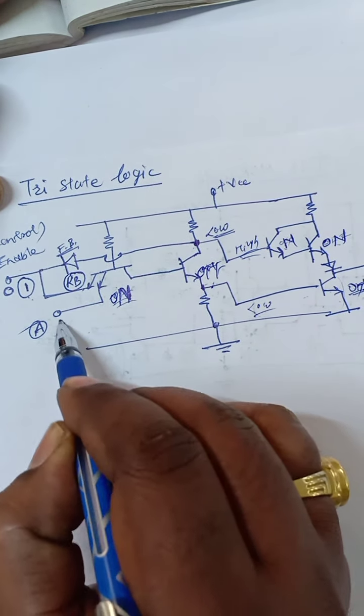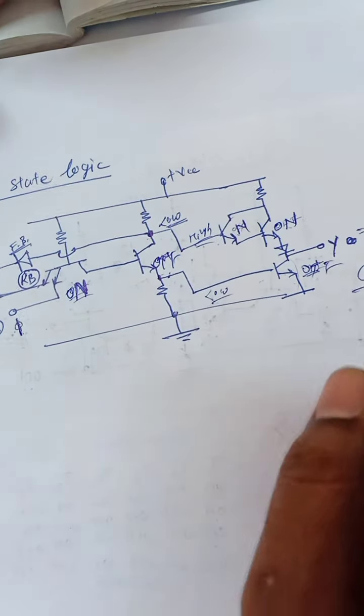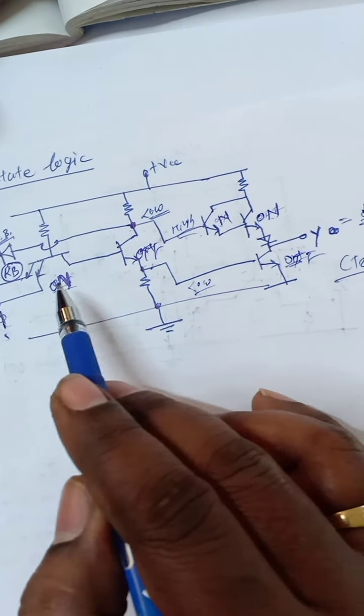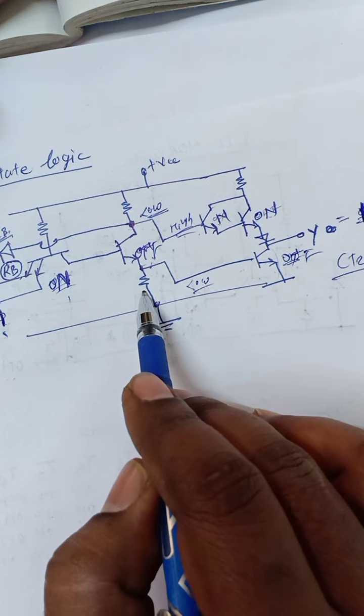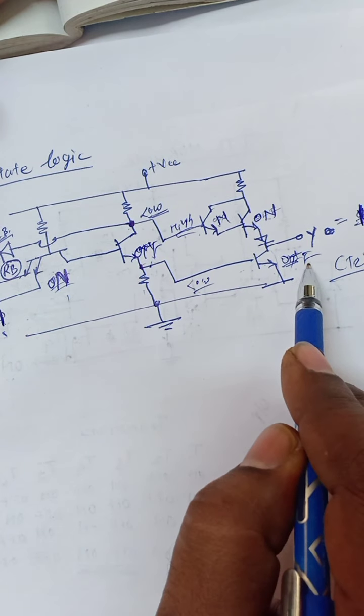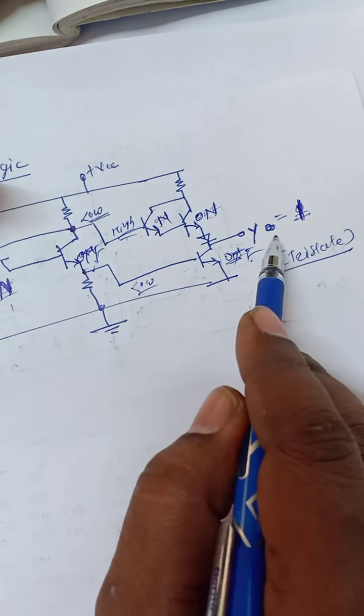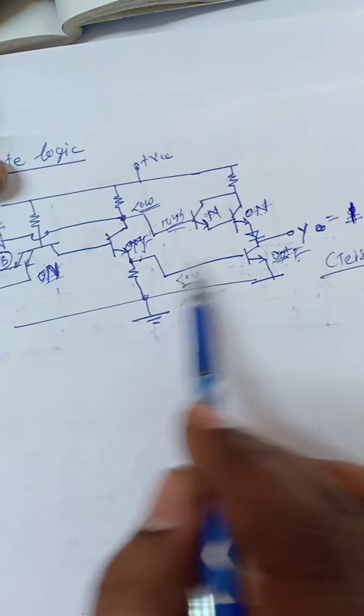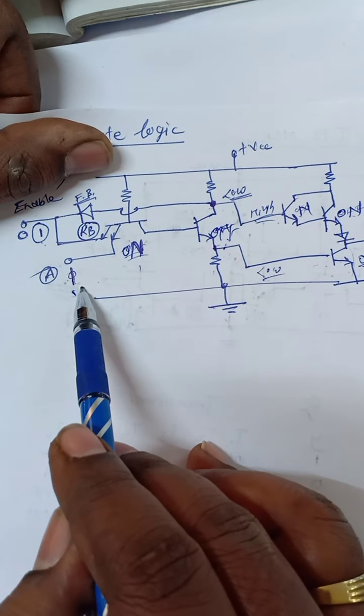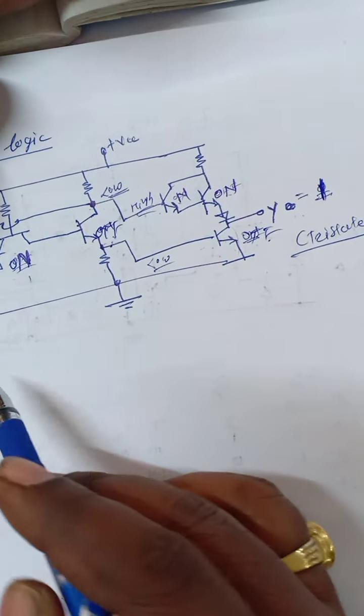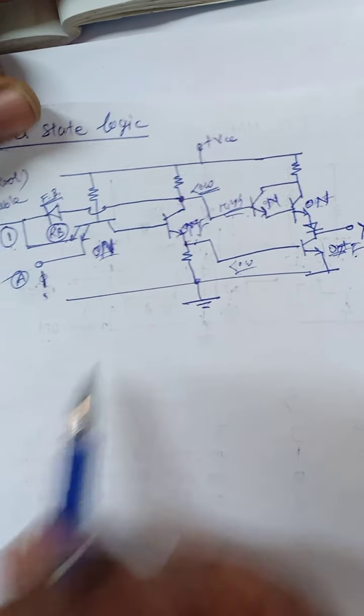If we apply 1 now, the conditions will get reversed. If this is 1, it becomes off, it will turn on, current flows through this, you get the high voltage and it will turn on, and you will get the output 0. So all these conditions will reverse if A is equal to 1. So this is known as a tri-state logic.